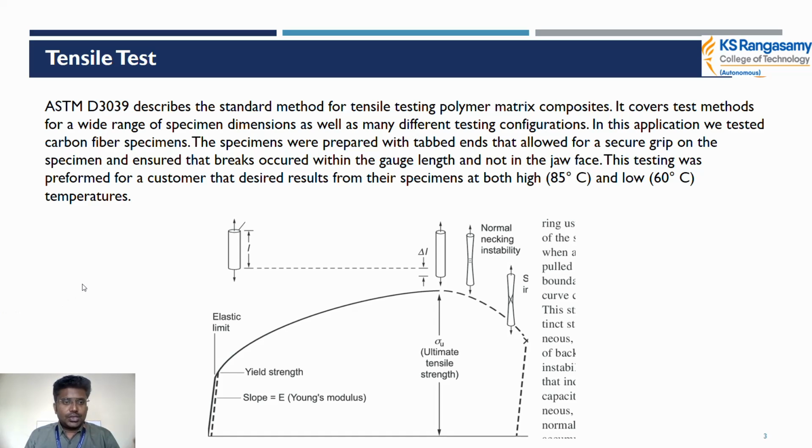In the UTM machine used for the tensile test, the specimen standard is ASTM D3039. It describes the standard method for tensile testing polymer matrix composites. It covers the test method for a wide range of specimen dimensions as well as many different testing configurations. In this application, we tested a carbon fiber specimen. The specimens are prepared with tabs and held in screw grips. We have to maintain the temperature of the tensile testing at 85 degrees Celsius and the lower at 60 degrees Celsius.